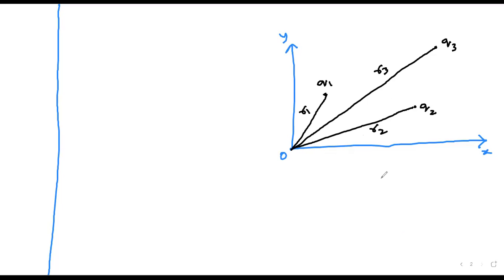Now I want to find the total electric field of these three charged particles. In order to find the total electric field of the three charged particles, I can write, by applying the principle of superposition, the sum of the electric fields due to the three individual particles. In order to find the electric field due to Q1, what I am doing is placing a test charge.